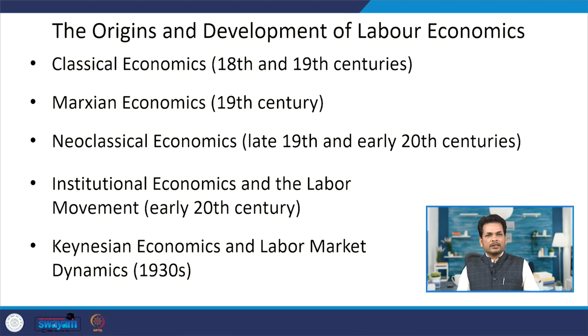In the 1930s, we saw the evolution of Keynesian economics. Keynesian economics, as presented in The General Theory of Employment, Interest and Money in 1936 by John Maynard Keynes, introduced the idea of government intervention that could mitigate unemployment during a slowdown. Keynesian policies became influential in shaping labor market policies and addressing cyclical unemployment.